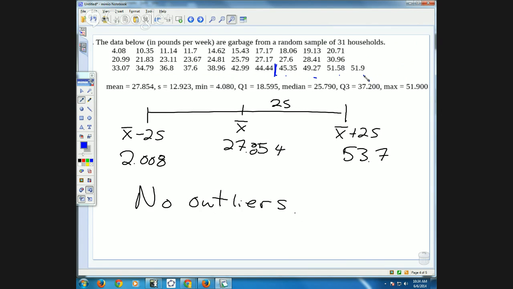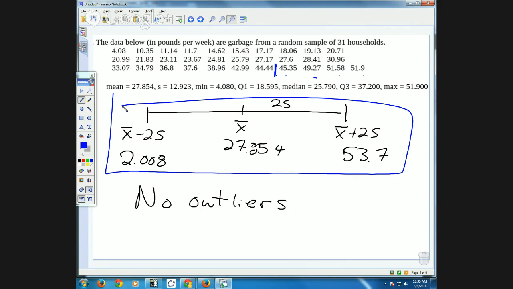How would I finally state my answer? I would have a picture pretty much looking like this, trying to figure out what I'm doing, and then I would just say there's no outliers. Otherwise, I would say the following numbers are more than 2 standard deviations from the mean, so they're outliers. And I would just list them out.